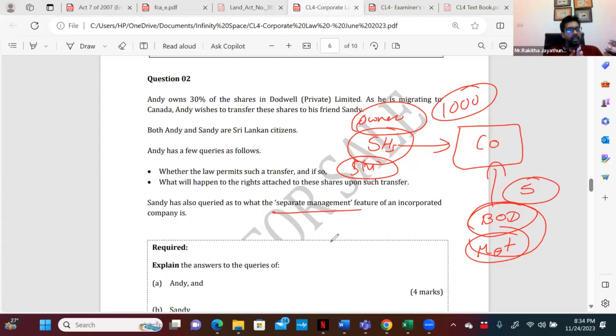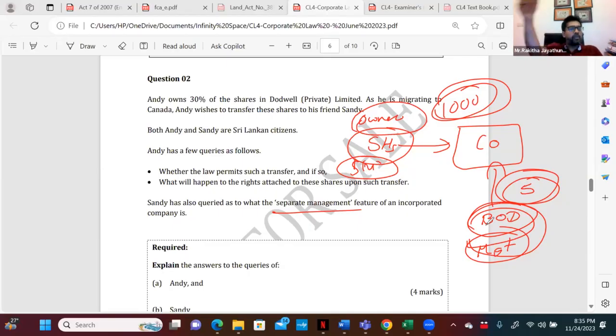So first you say the shareholders are the owners and the administration or the management of the company are vested with the directors. And you can say the directors are appointed by the shareholders to manage the company. There are 1,000 shareholders. Among them, you can appoint 5 people. If you want, you can appoint more to manage the company. So the shareholders can appoint the board of directors.